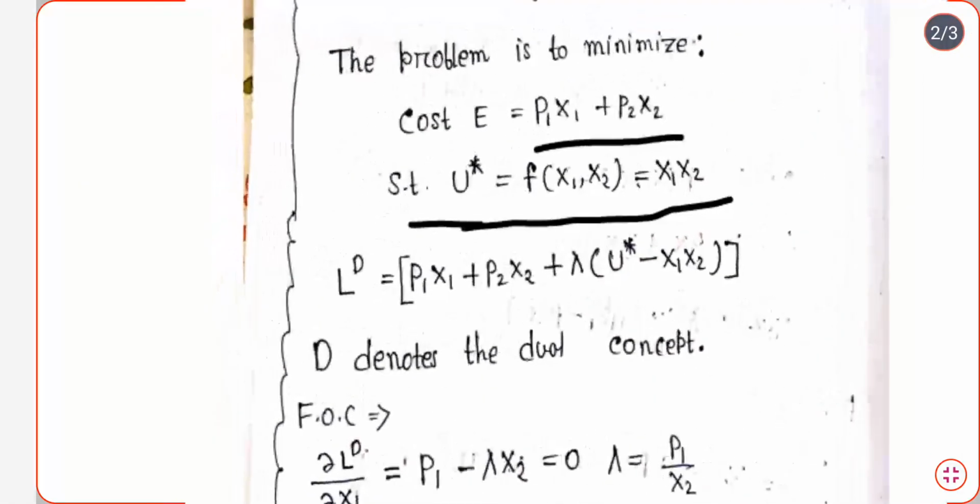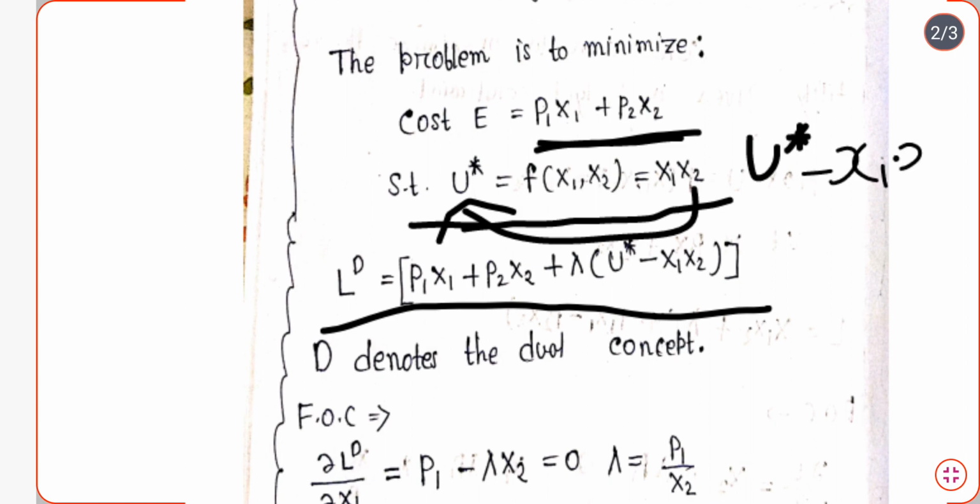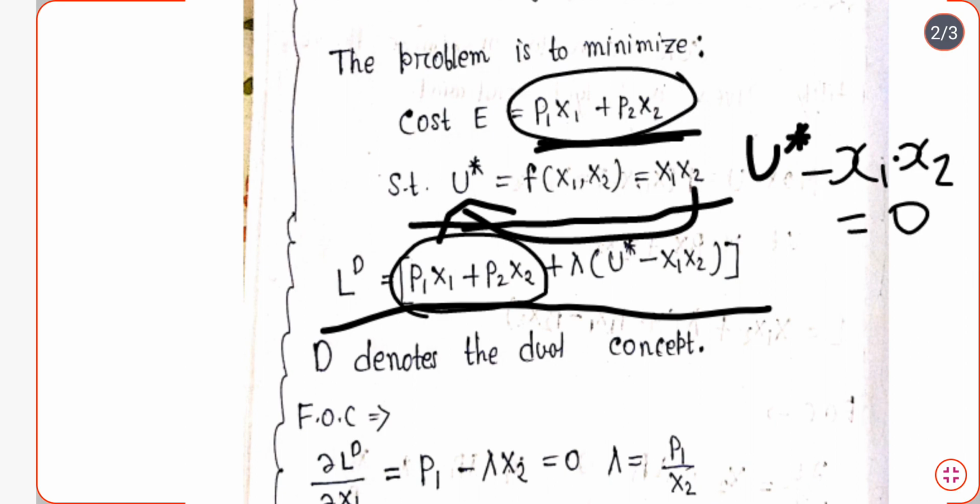Now we will also try to form the Lagrangian in this case, just like the previous case. We have formed the Lagrangian here, that is p1 into x1 plus p2 into x2 plus lambda into u star minus x1 into x2. We have just taken this to the left hand side. Most of the students have a confusion in these cases, so let me clarify it a bit. Although this is very easy, u star minus x1 into x2 is nothing but 0, so we are multiplying it with lambda, so we are getting 0 here. So L just remains p1 into x1 plus p2 into x2, which was actually the expenditure function. So now we have been successful in setting up the Lagrangian.